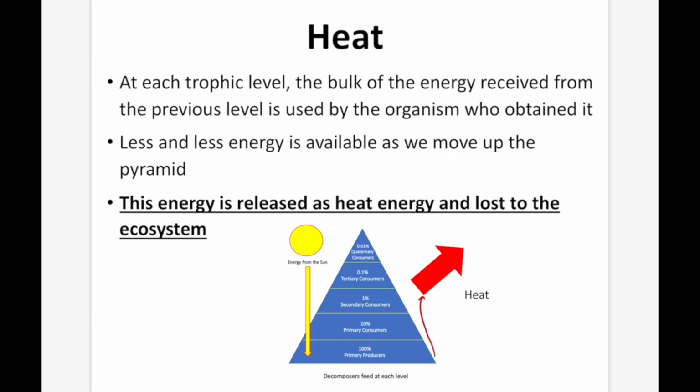Same thing with the primary consumers. They're going to be moving around. They're going to be burning that energy. They're not just going to take in X amount of energy and then pass that same amount to the next people that eat it. They're going to burn some of that energy off. And as a result, 90% of that is given off as heat through a product of cellular respiration, and so on, all the way up the pyramid.